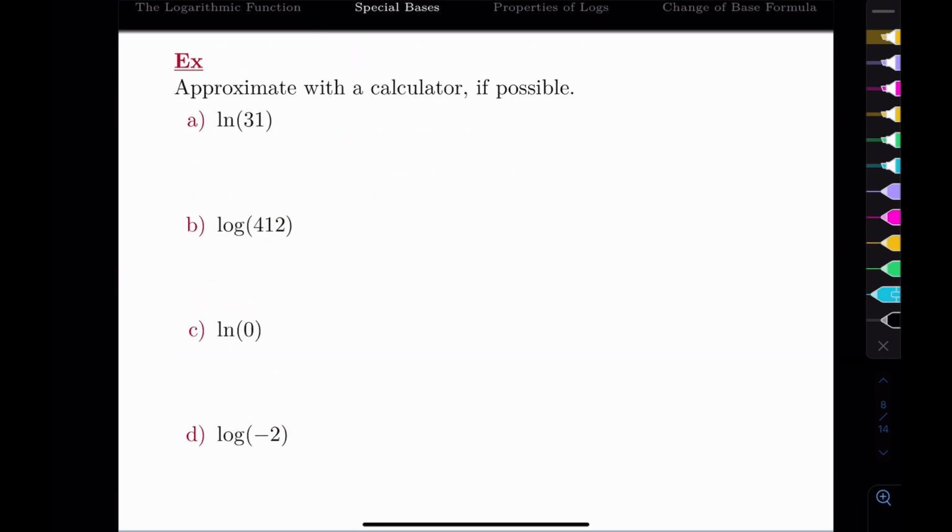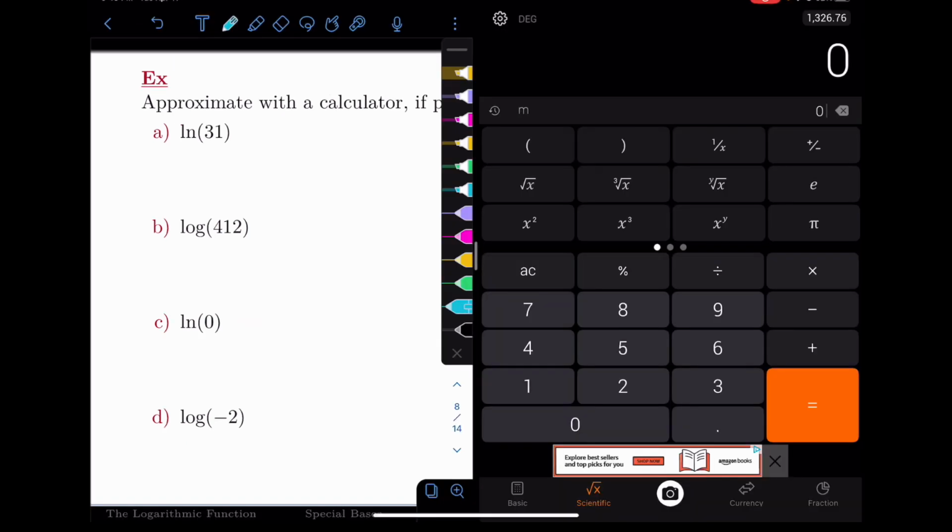So let's try some examples. Let's approximate with a calculator if possible. So I'm going to pull up my calculator app that I have on my iPad. So for these, if I scroll through my function features, I have quite a few. This one does have a special base of 2. And then I have this log with the 10 there. If your calculator doesn't have a 10, that's okay. Just log means it's base 10. And then I have my ln button over here.